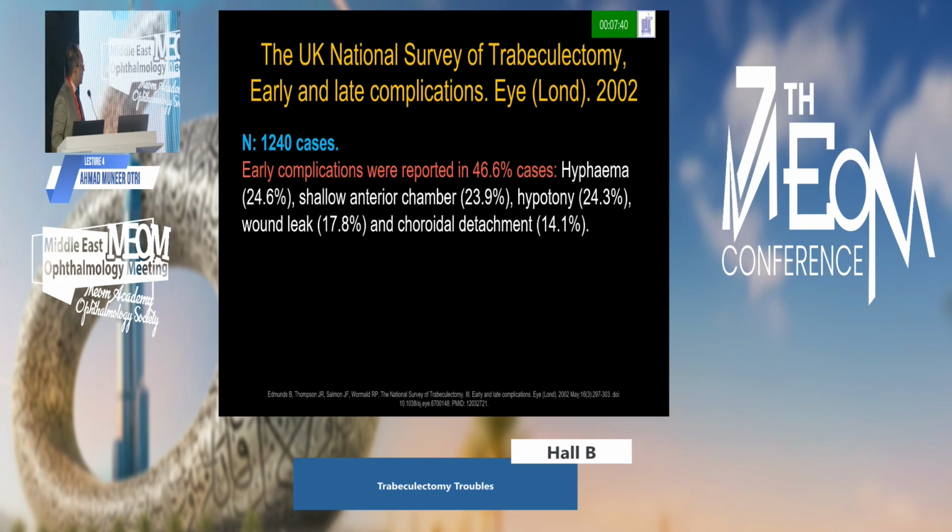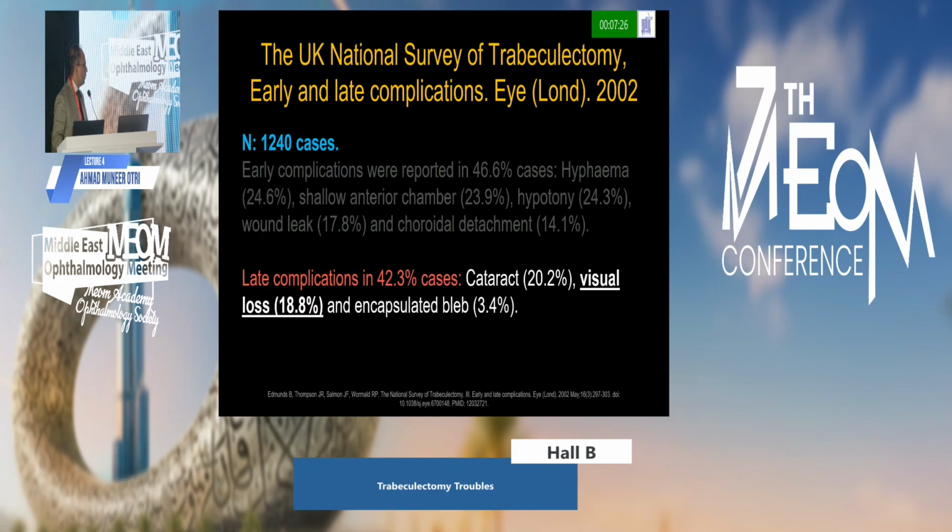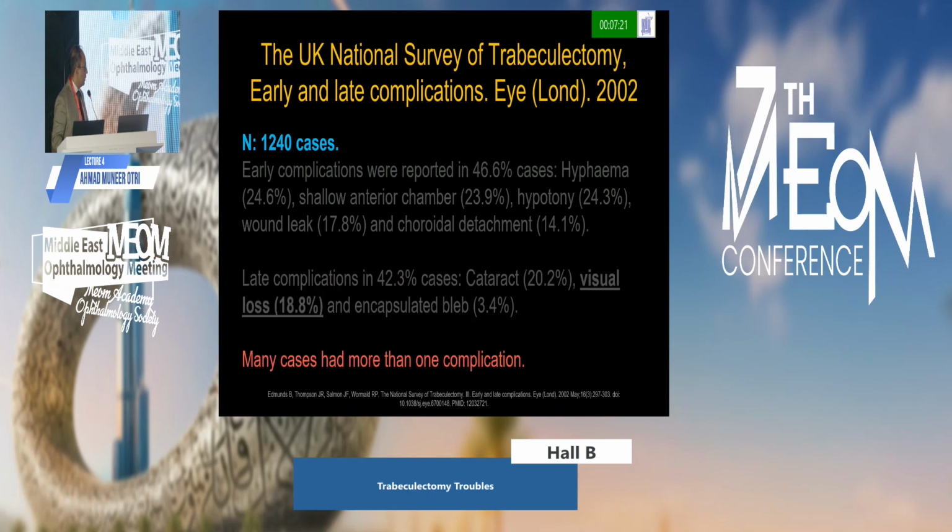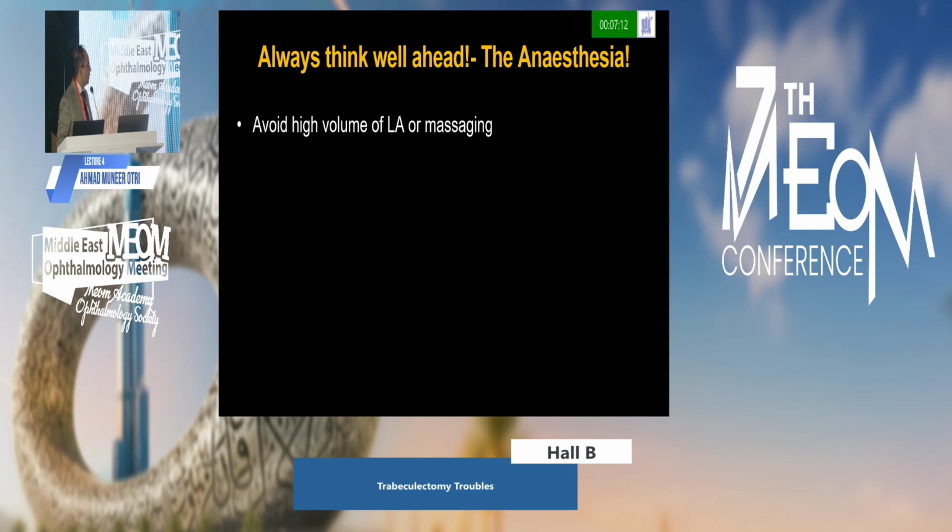So this is just one study, a review for a consultant in the UK, and they reported almost a 45% rate of early complication after trabeculectomy, and almost a 40% rate of complication after trabeculectomy at a later stage. And a lot of patients had more than one complication. So in fact, it's quite common to have a lot of complications for any patient having trabeculectomy surgery. So we'll just go through some tips to reduce this.